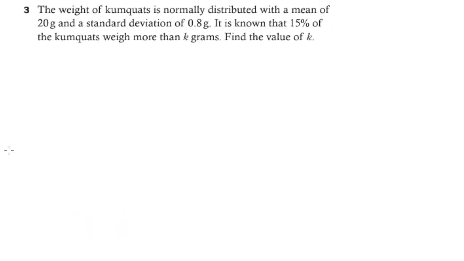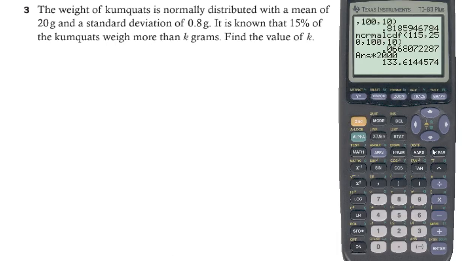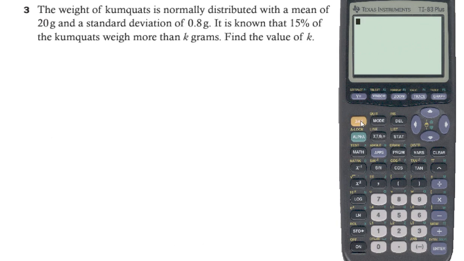The weight of kumquats is normally distributed with a mean of 20 grams and standard deviation of 0.8 grams. It's known that 15% of the kumquats weigh more than k grams. Find the value of k. Okay, so this is on our handy-dandy graphing calculator here. We are still doing a distribution, but pretty much whenever they give us percents here, we're going to use the inverse norm instead of the normal CDF. So these are really the only two that we're going to have to use.